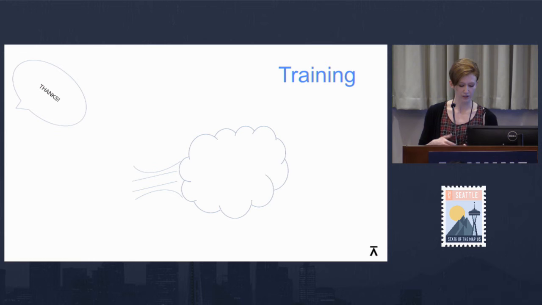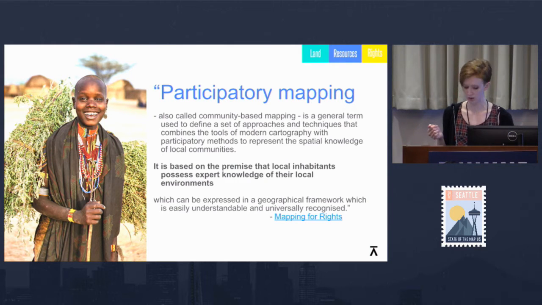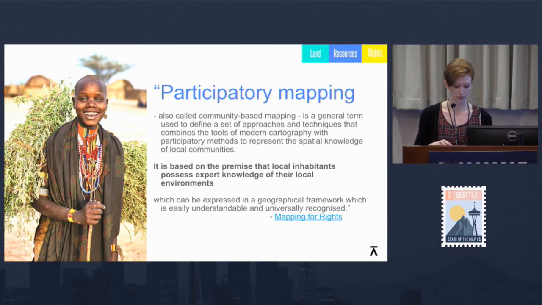In addition to decreasing the risk of your project moving to a different city, the more people you involve, the more access to information that you have. Participatory mapping, the emphasis here is my own, is based on the premise that local inhabitants have expert knowledge of their local environments. You have to get people involved because they know more than you. I'm gonna repeat that, you have to get people involved. If you don't, you're missing out on your greatest pool of information.